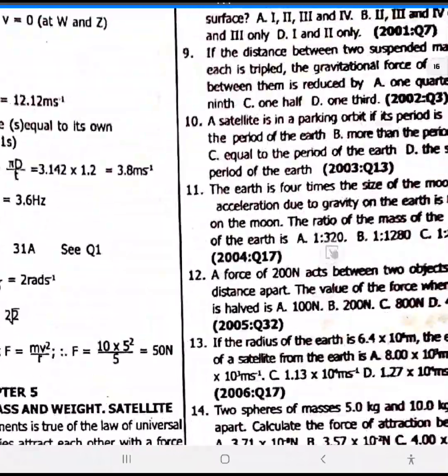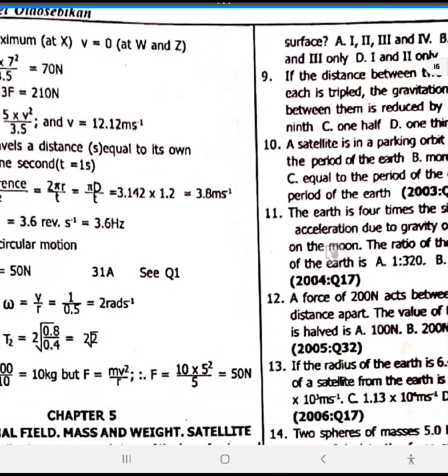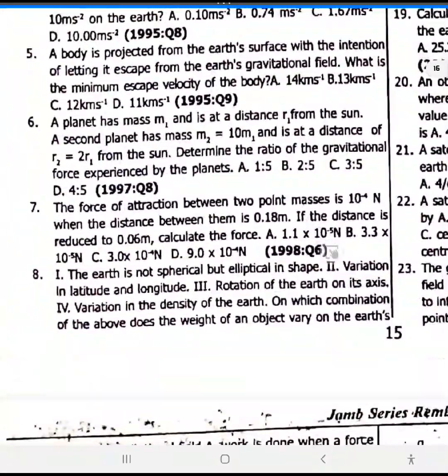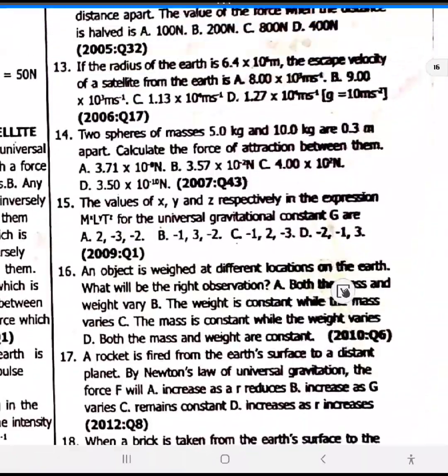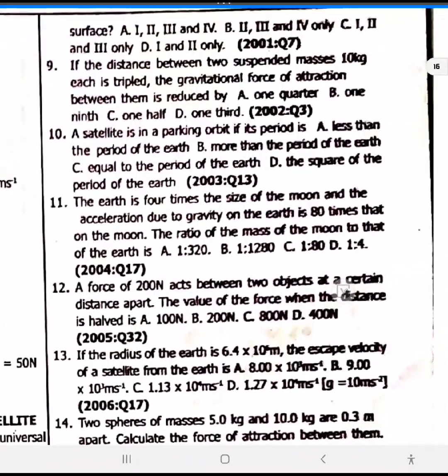Let's see the options. I'll analyze this a little bit. The factors given here. On which combination of the above does the weight of an object vary on the earth? All of them, option A. Number 8 is all of them, option A. If you go back to read it, you'd see.